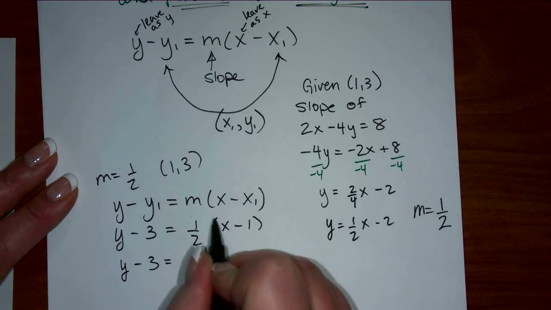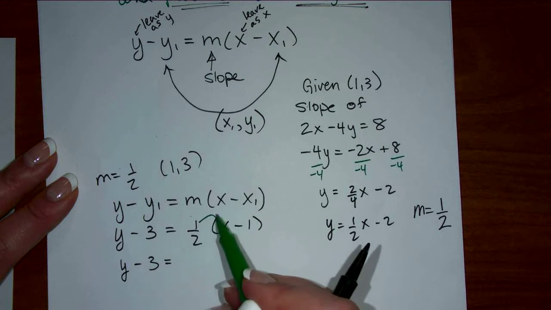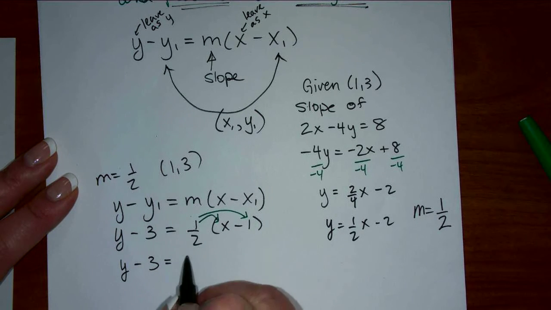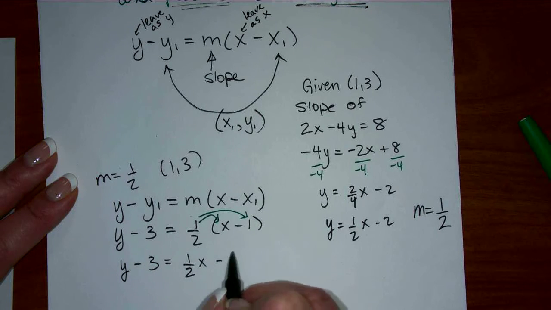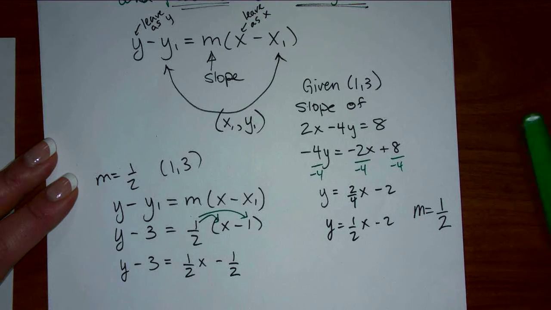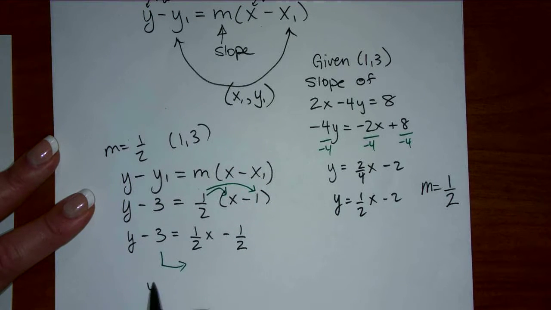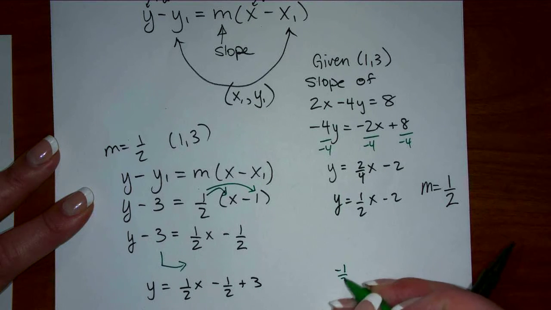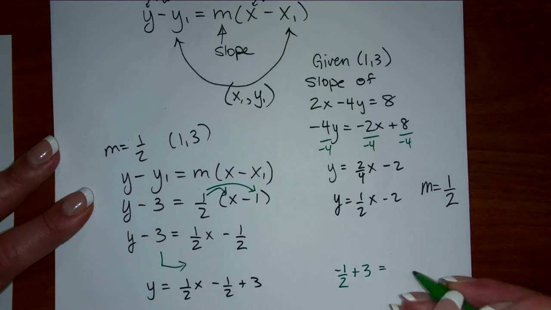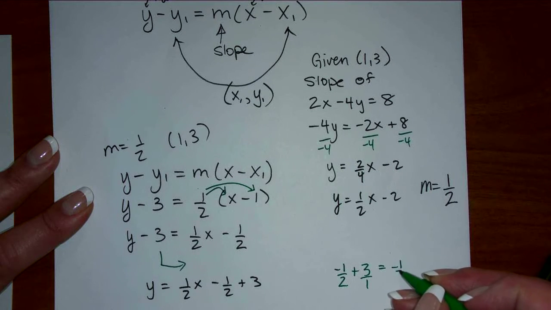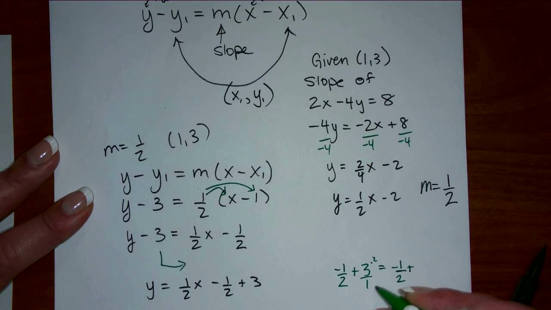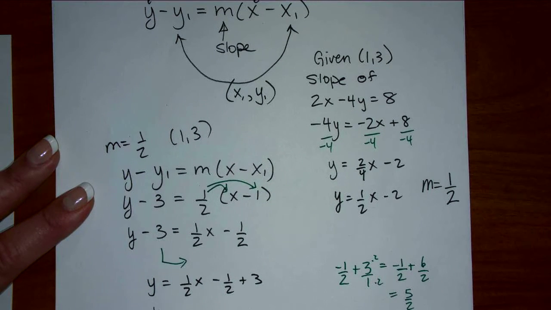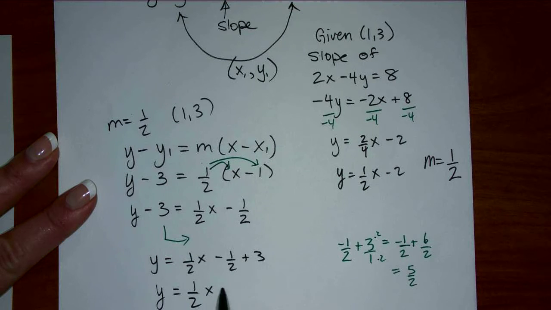Multiply that half by each of these. 1 times a half is a half. And then bring the 3 over. Minus 1/2 plus 3 is minus 1/2 plus 6 over 2, which is 5 over 2, or 2.5 if you want.